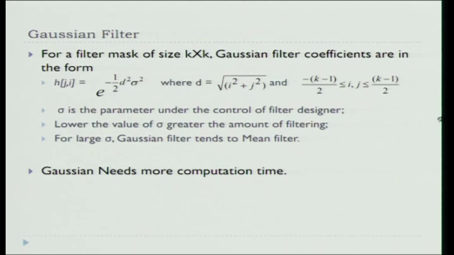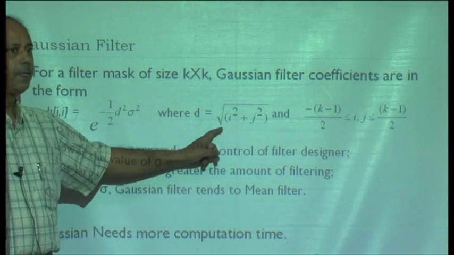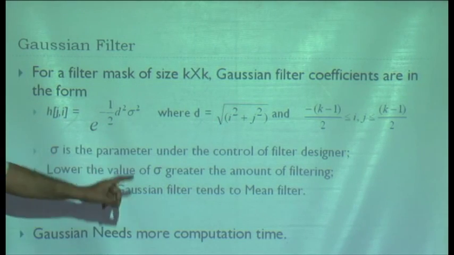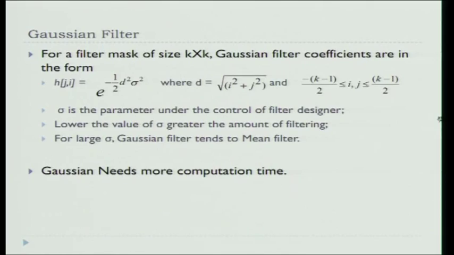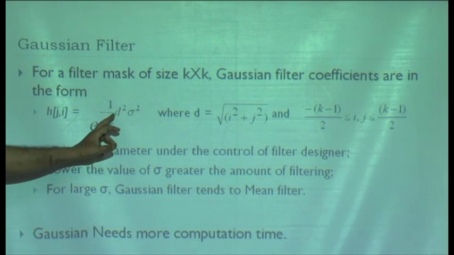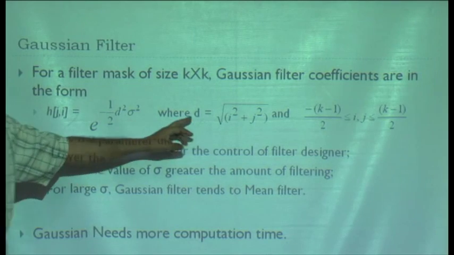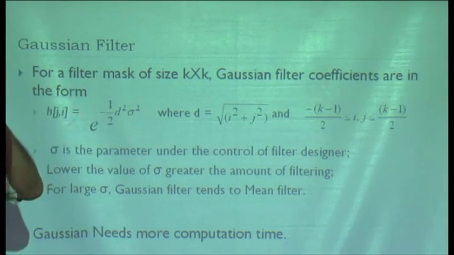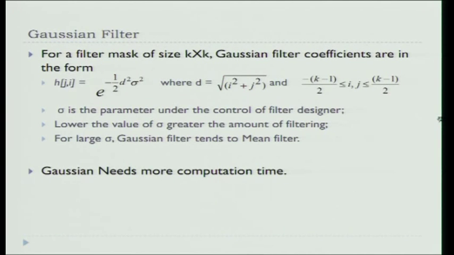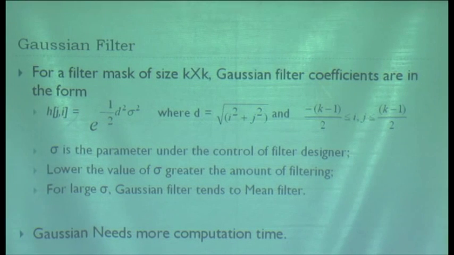Now, you observe that you need to find out how to compute the central pixel using the neighboring pixels. That is the problem, right? So, hij is the central pixel coordinate. I can find out what d is. D is i square plus j square. So, I will check again. But most probably it is e to the power minus d square by 2 sigma square, where d is equal to this, that is the ith column and jth row, and i and j, both of them are within the mask k cross k.